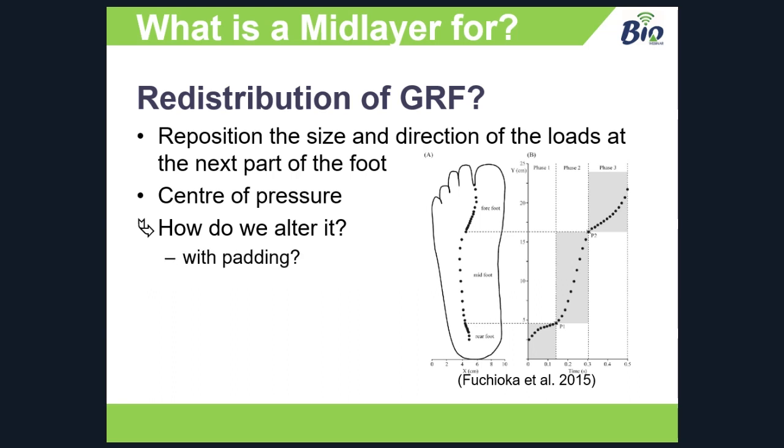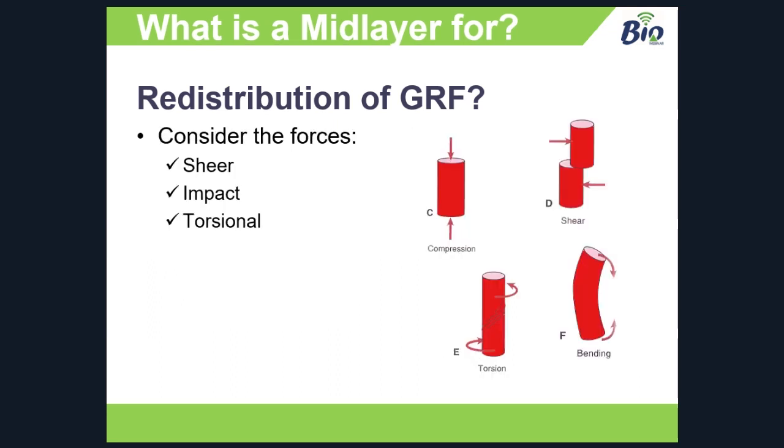Do we do it with padding? Do we do it with the shell? Do we do it with the shape? Okay, this is the core of what I'm talking about in the mid layer. So when we redistribute these forces, of course we need to consider what they are. All right, compression, shear, torsion, and bending are the ones that come to mind, and that's just an example of those. All right. I also consider in my kind of operations, the foot is naturally an organic product.